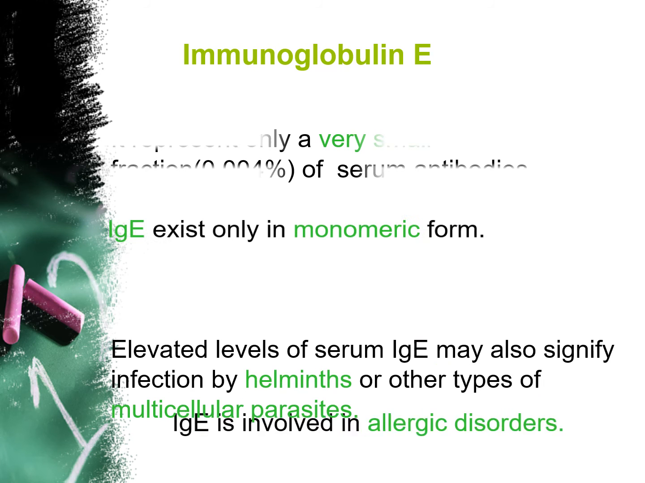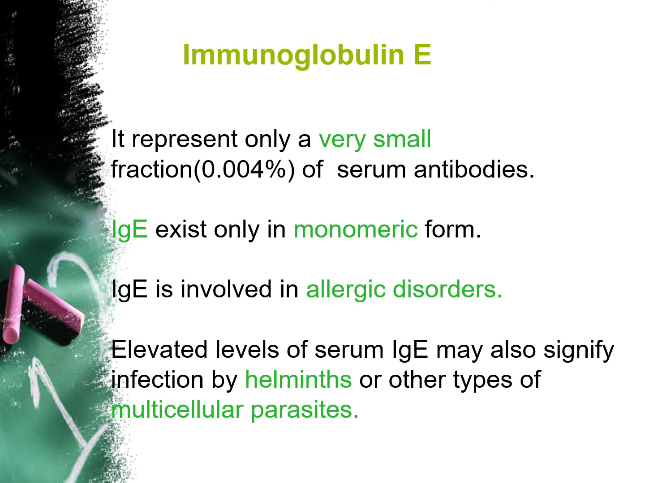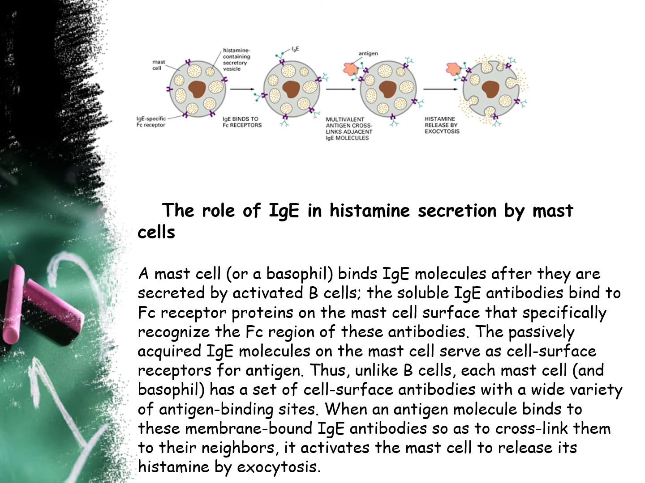Immunoglobulin E represents only a very small fraction of serum antibodies. Immunoglobulin E exists only in a monomeric form. Immunoglobulin E is involved in allergic disorders. Elevated levels of serum immunoglobulin E may also be a signifier of infection by helminths or other types of multicellular parasites. This picture explains the role of immunoglobulin E in histamine secretion by mast cells.